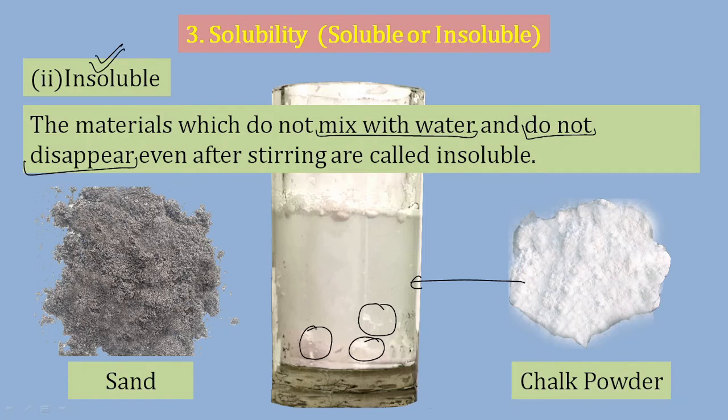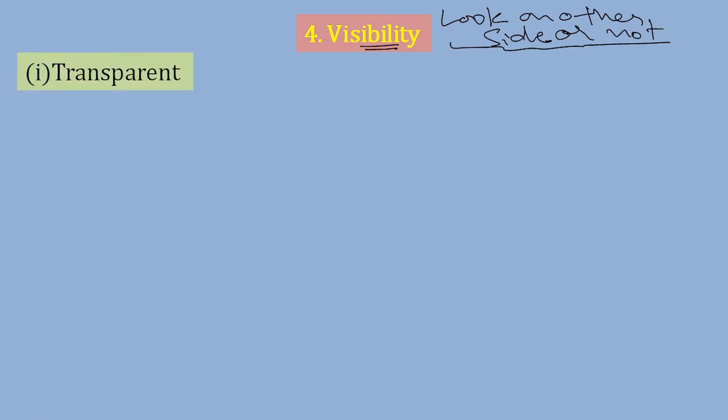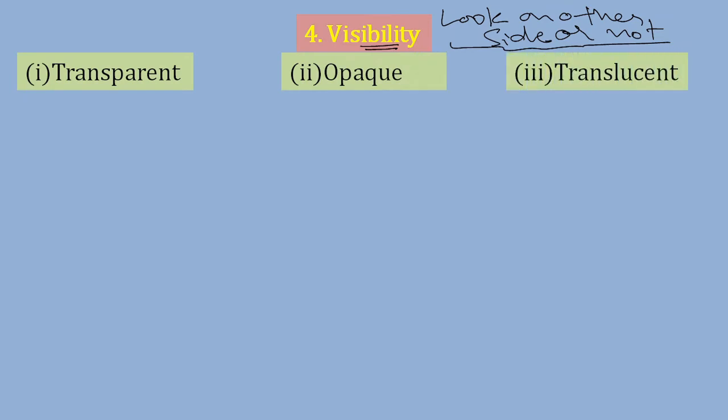Let us now know about the fourth property, which is visibility. Visibility here means, can we look at the other side of the material or not? We can take the help of our eyes to check this property of material. On the basis of this property, materials are of three types. First are transparent materials, second are opaque materials, and third are translucent materials.